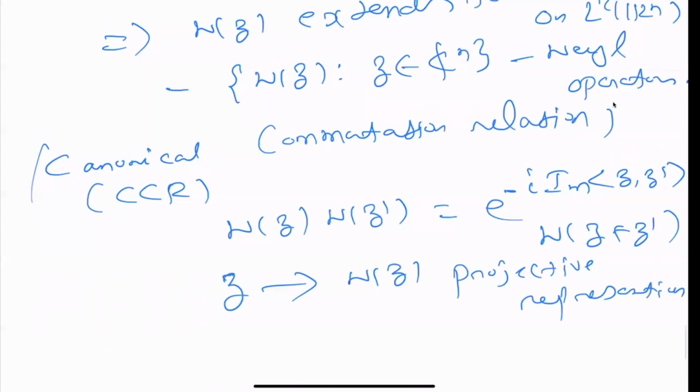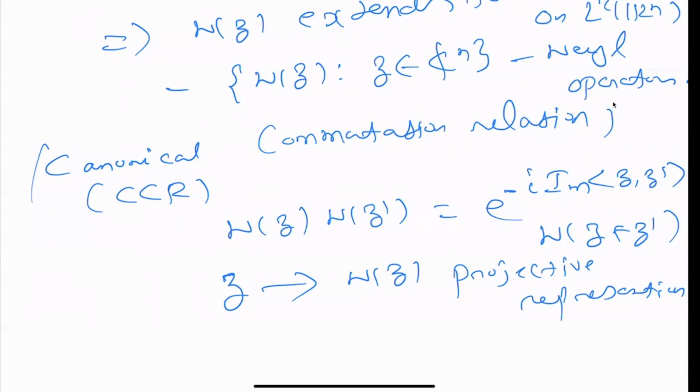This Cn is an abelian group. But Z going to W of Z is not a representation of the abelian group. It would be a representation if W of Z times W of Z prime is equal to W of Z plus Z prime. But it is some constant times W of Z plus Z prime. So that is why it's called a projective representation.